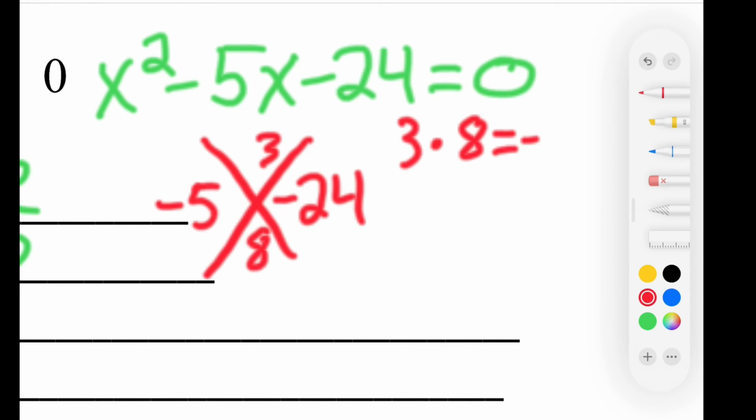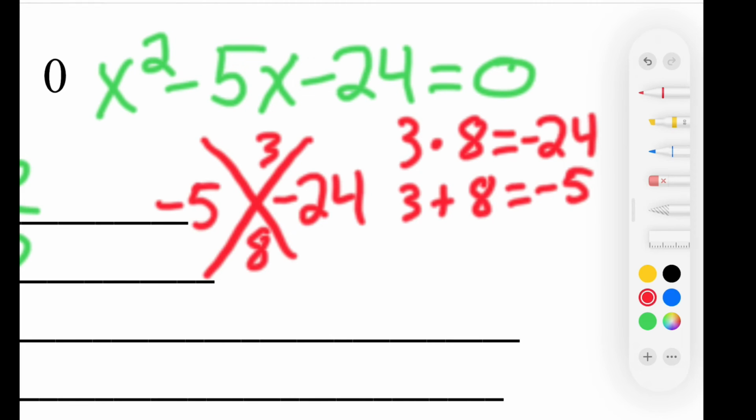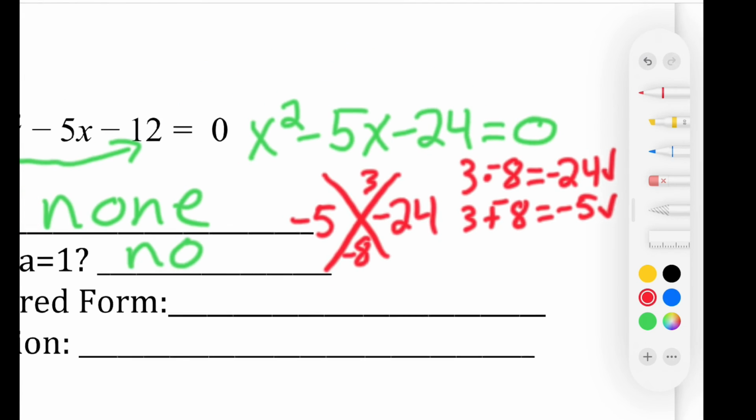3 times 8 does not give us negative 24, so we are going to have to adjust it a little bit. And 3 plus 8 does not give us negative 5, but that's what we want. So in between 3 and 8, which one do we have to change to negative, or do we have to change both of them to negative to get to negative 5? We have to change the 8. 3 plus negative 8 does give us negative 5, so that makes it true. If we do positive 3 times negative 8, does that give us negative 24? Yes. So our magic numbers are positive 3 and negative 8.